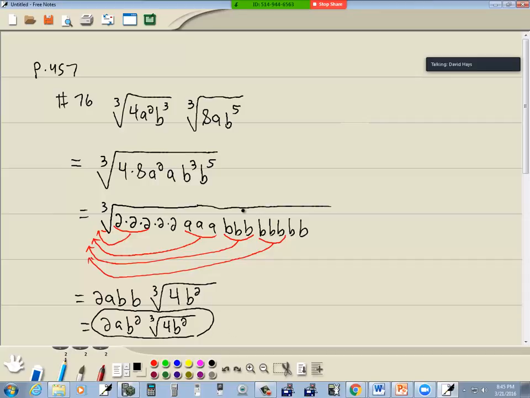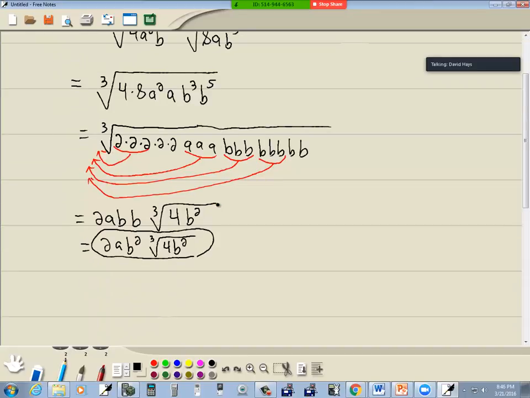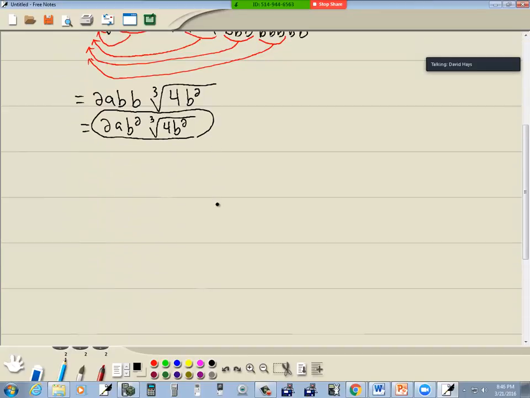Now you won't have any problems that involve different indexes. I looked through and I didn't see any, maybe famous last words, but I didn't see any where one of them had an index of 3 and the other one had an index of 5. Those get a lot trickier. You have to put them in fractional power form, rational exponents, and get a common denominator, and then put them back in the radical form.